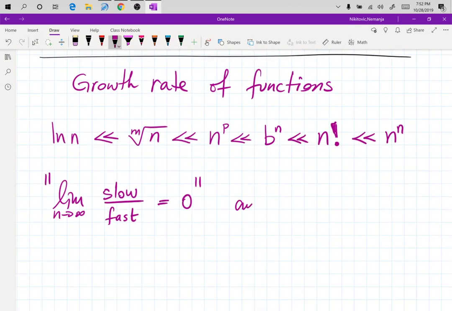And limit of fast over slow is going to be infinity. Again, quotation marks. Now, this works only for n goes to infinity. It doesn't work if n goes to 3 or 0. It only works for infinities. So now, if you take a look at the previous problem, I have a limit of ln, which is the sluggish one, divided by a polynomial n. So n is a faster growing function. In the long run going to infinity, n is going to win out over log big time.